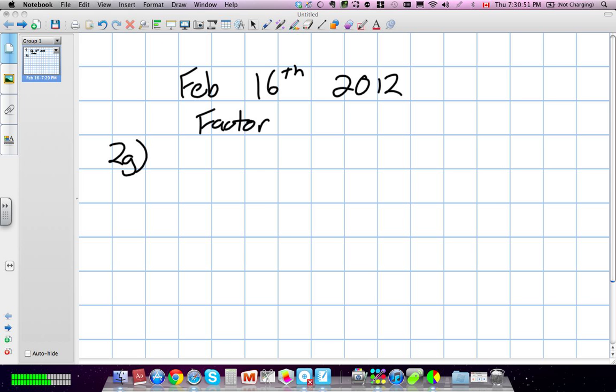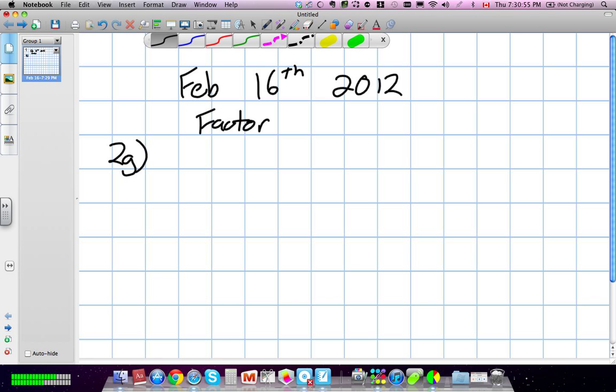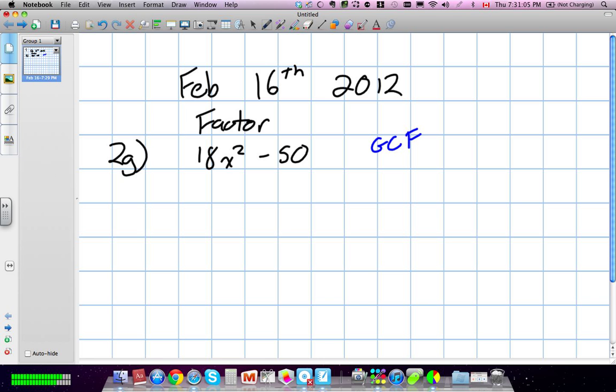Okay, so 2g says to factor 18x squared minus 50. Okay, 18x squared minus 50. First thing we look for in factoring, remember what it's called? The greatest common factor. Yes, good. So what would be a greatest common factor here? It would be 2. Good.